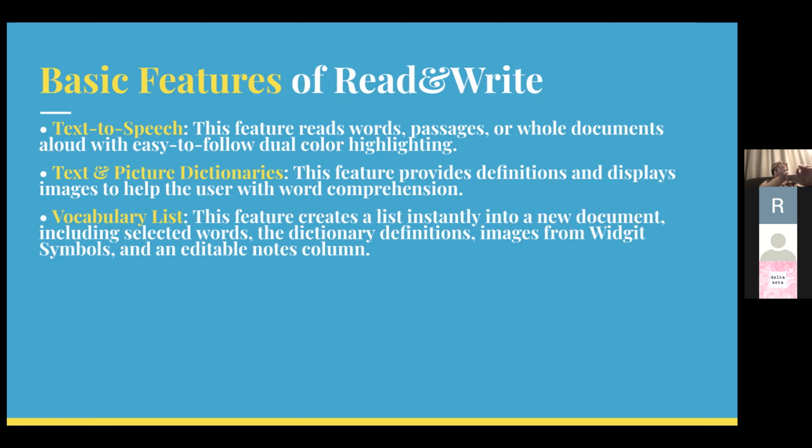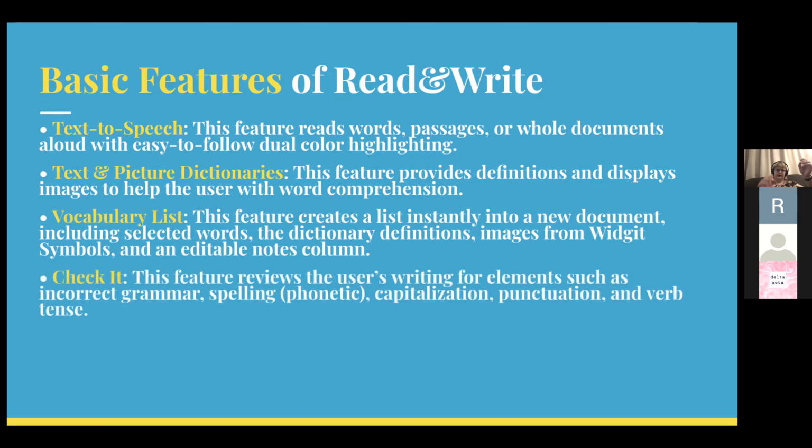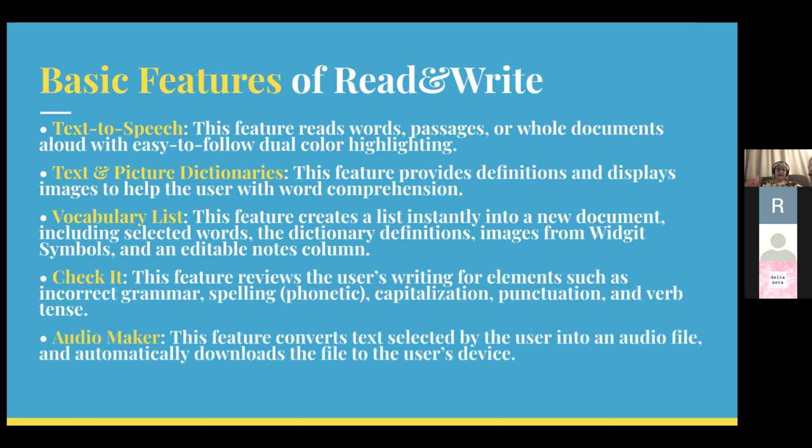You select the words you want to put in that list, and it will automatically give you the definitions for each word, as well as images of the word from the widget symbols, and also it will provide a column on the side to take notes that you can edit. And then the next feature is Check It. So this feature will proofread what the user has written, and it will check things like grammar, spelling, capitalization, punctuation, and verb tense.